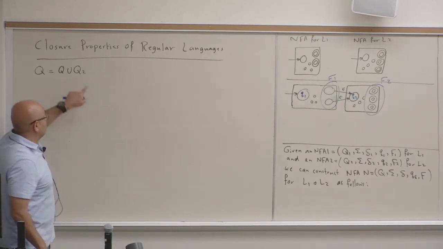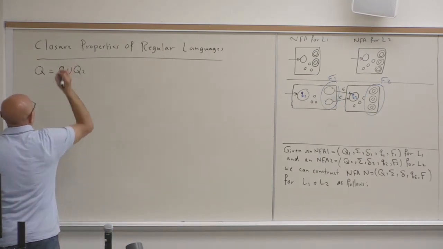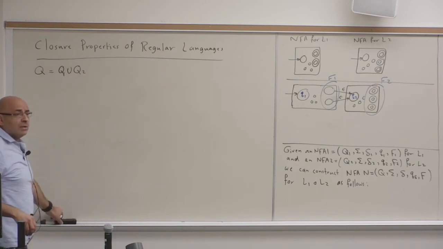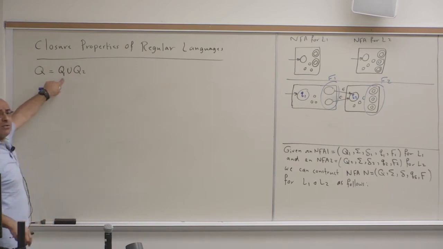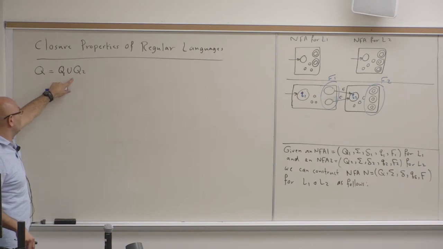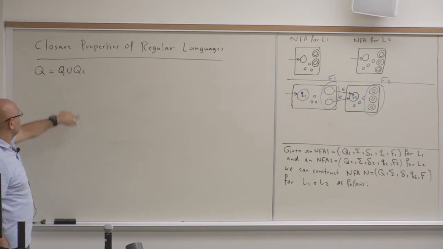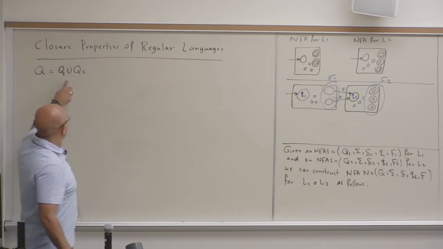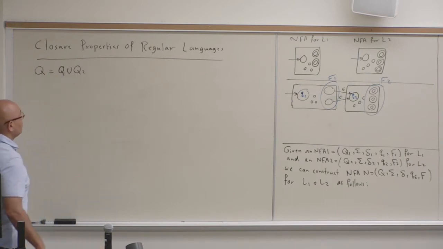So Q is Q1 union Q2. Did I have this Q originally? So this should be Q1 union Q2. If I had it wrong, fix it. This is Q1 union Q2. Was it Q1 union Q2? Yeah, so this is Q1 union Q2.